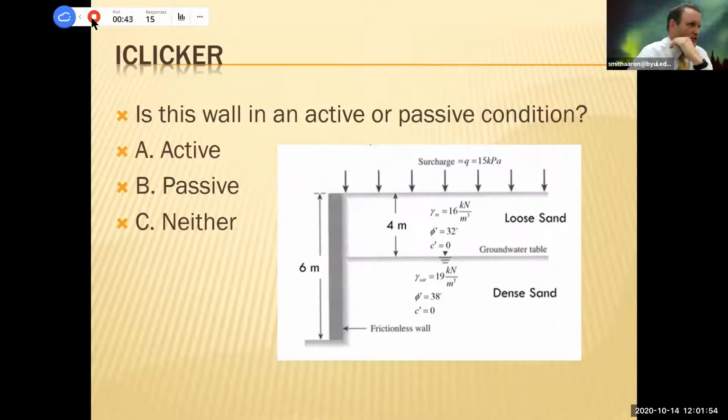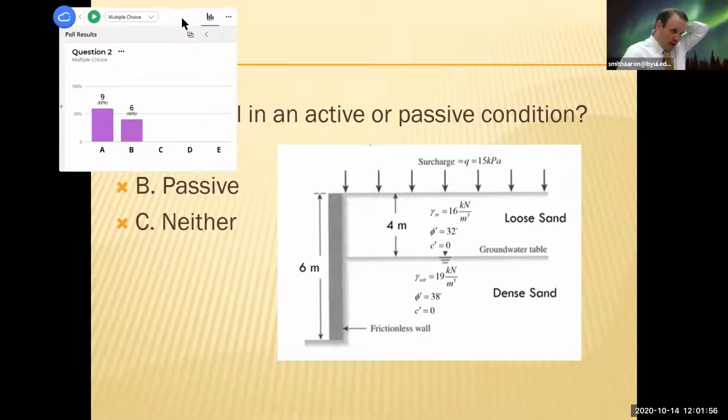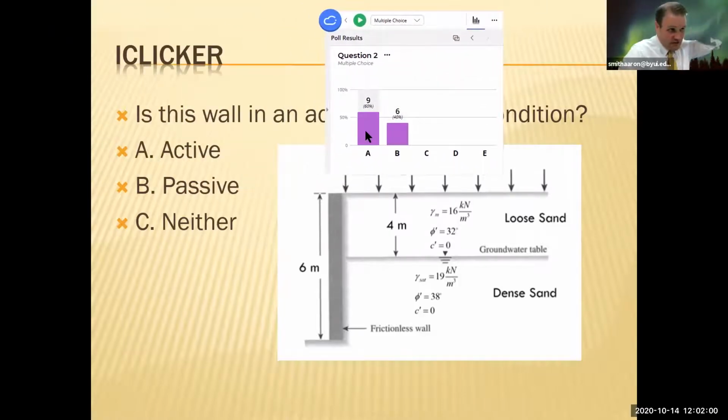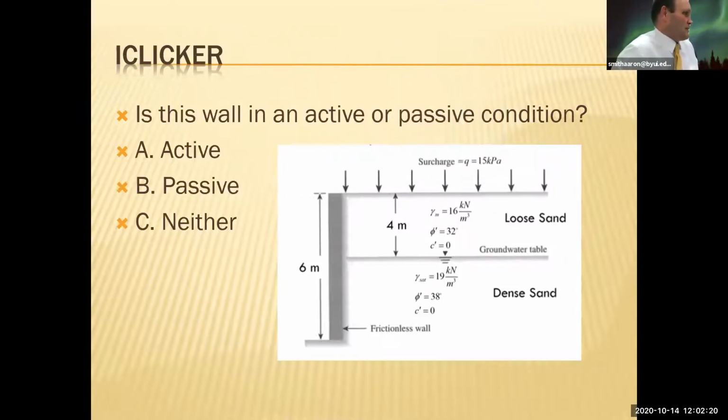All right, I'll stop the poll. Let's look at what we got right here. Okay, I'm seeing the majority, 60%, 9 of you, said it was active, and the other 6 of you said it was passive. Okay, so this is interesting. We haven't talked about this yet, and I won't give you the answer right now, but we'll take this poll at the end of class and we'll see how you do based on what we learned.